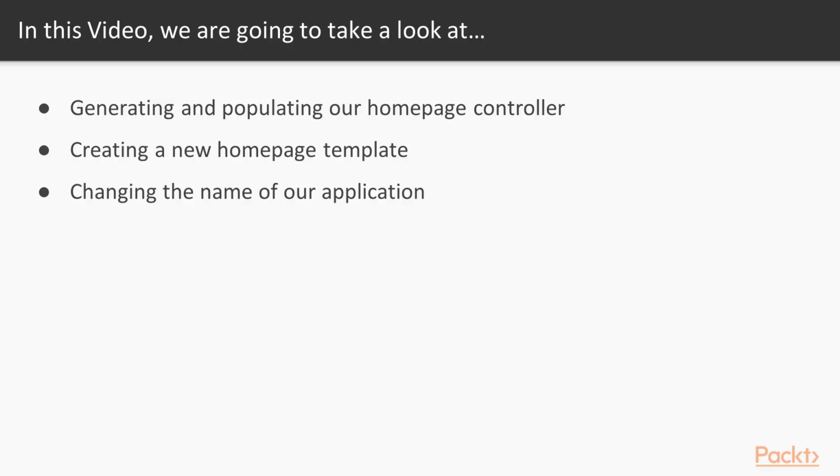In this video, we are going to generate our homepage controller and define our index method. Then we'll create a homepage template that will show our video feed. Then lastly, we'll change our application's name from Laravel to MyTube.